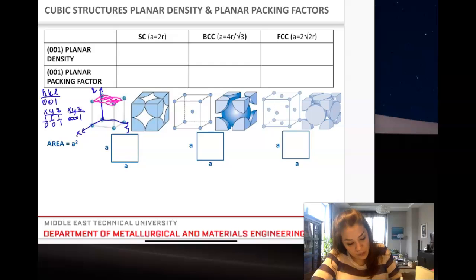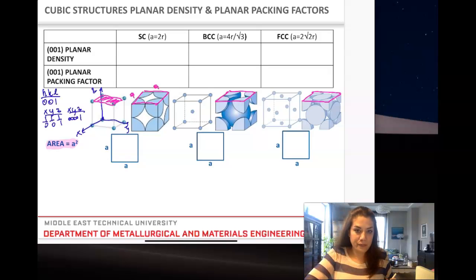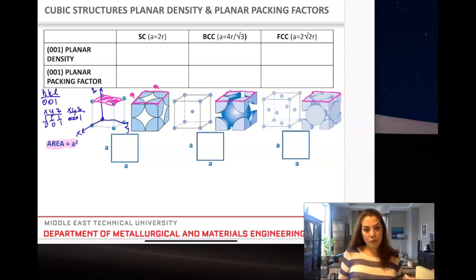So for different geometries here, I can identify that plane as this plane, and this top plane as well. What is the area of that plane? The area of that plane is a squared. Why? Because that is surrounded by a lattice parameters on both sides. So now we're going to fill out that 001 plane atomic configuration for three different cubic geometries.